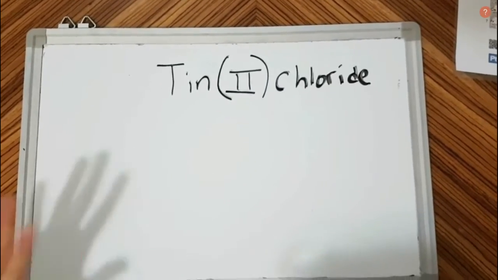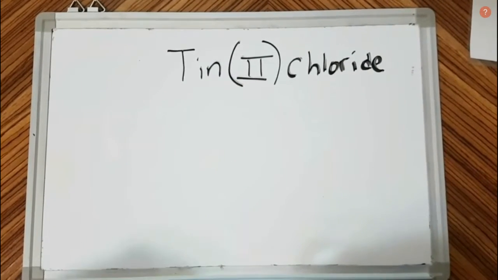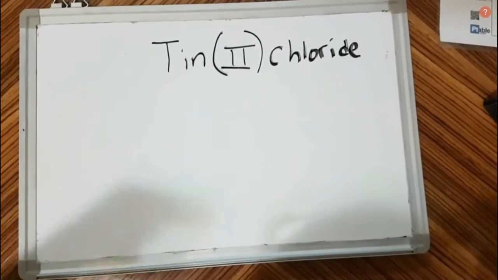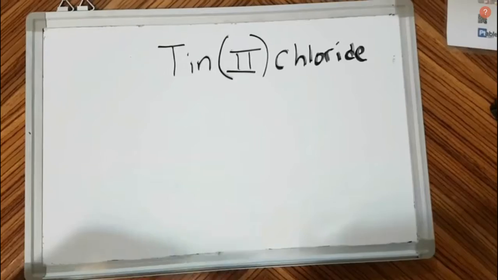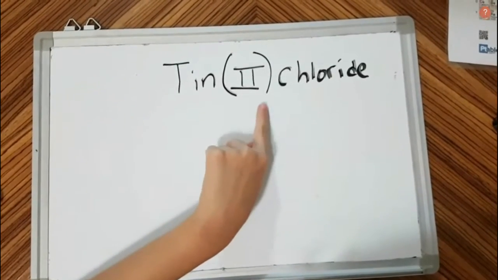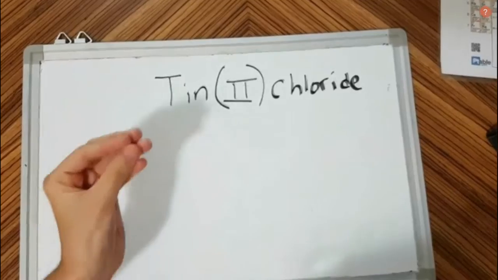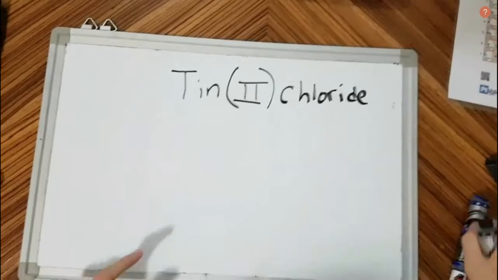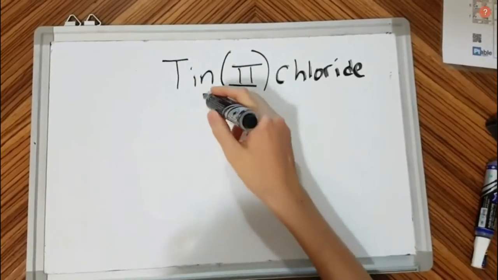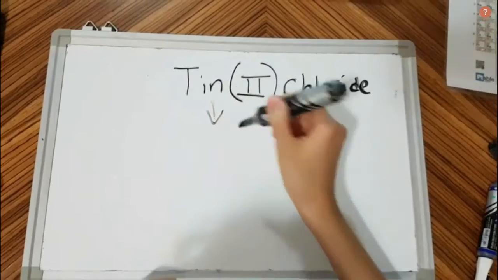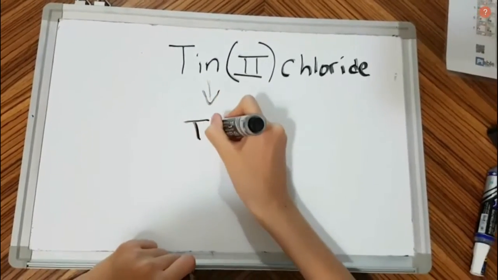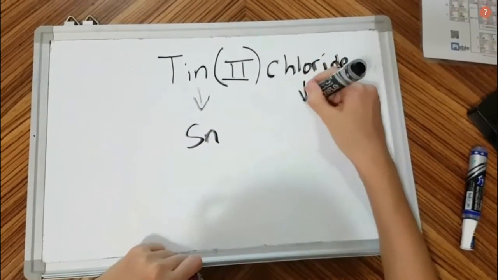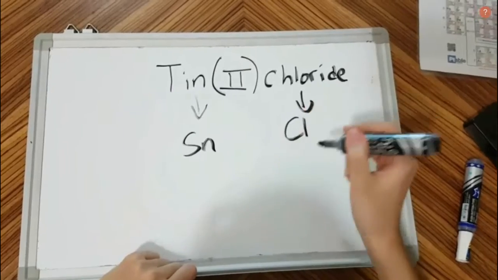Lastly, we'll be naming ionic compounds with a transition metal. And since transition metals' charges are a bit hard to identify, we always figure out the charges by using the Roman numerals beside the transition metal element, like here. So how do we write this formula? We first find tin, the element, which is Sn, sorry. And then the same for chloride, which is Cl.